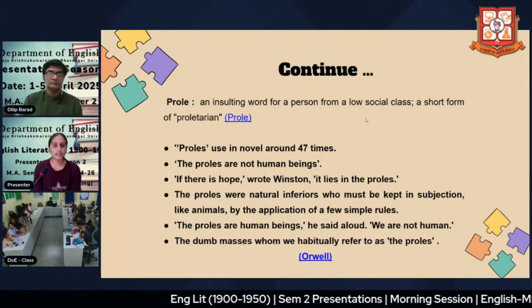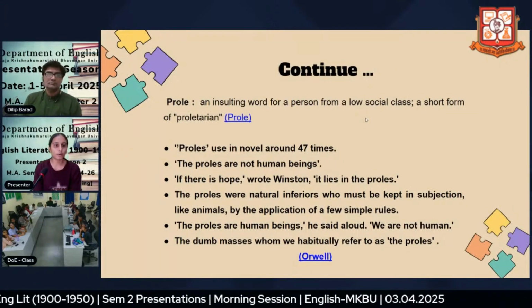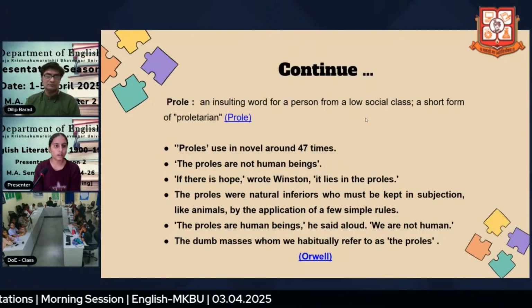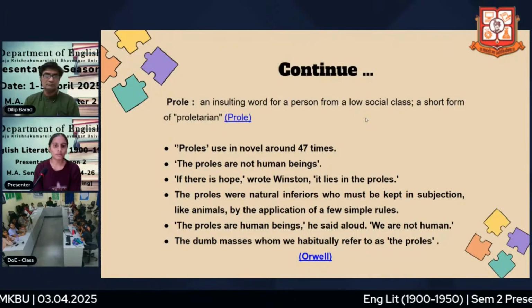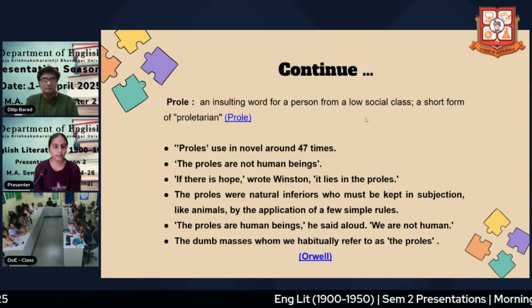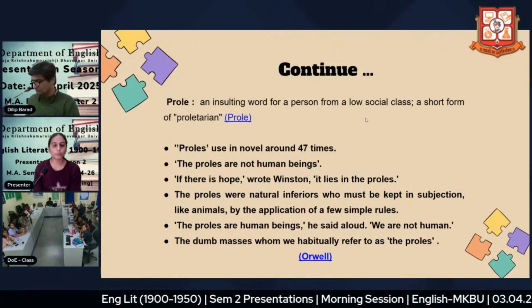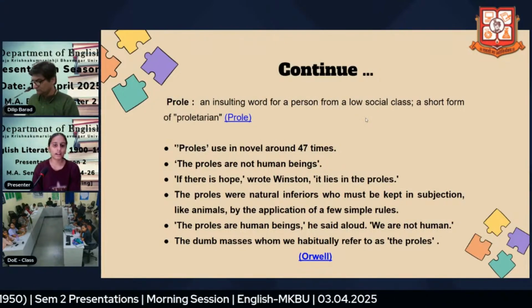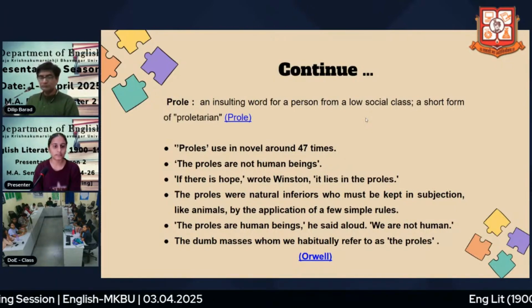So proles basically comes from proletarian. It is a short form of proletarian, and here proles is used in this novel around 47 times. And the very first quote reflects that the proles are not human beings, so they are treated like a tool, and as they are not human beings, they are not treated very well.